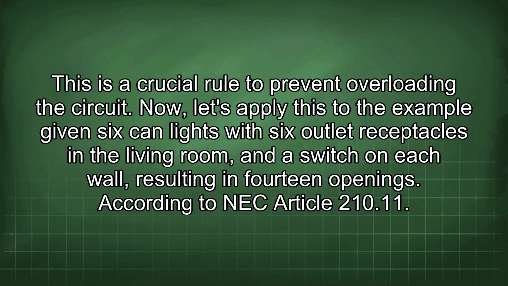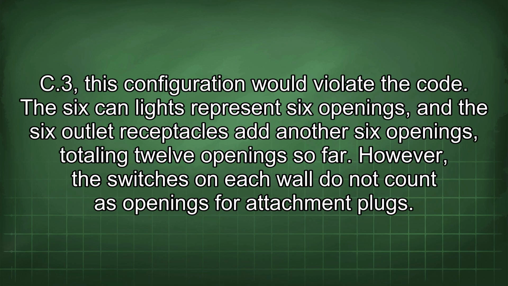Now let's apply this to the example given: 6 can lights with 6 outlet receptacles in the living room and a switch on each wall, resulting in 14 openings. According to NEC Article 210.11(C)(3), this configuration would violate the code. The 6 can lights represent 6 openings, and the 6 outlet receptacles add another 6 openings, totaling 12 openings so far. However, the switches on each wall do not count as openings for attachment plugs.